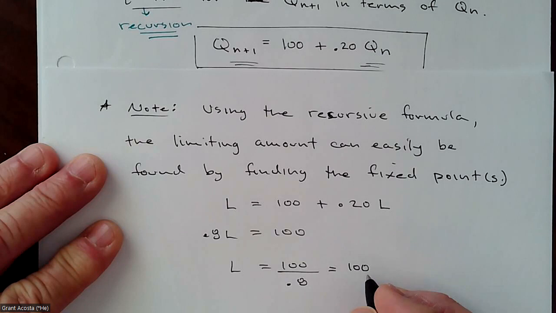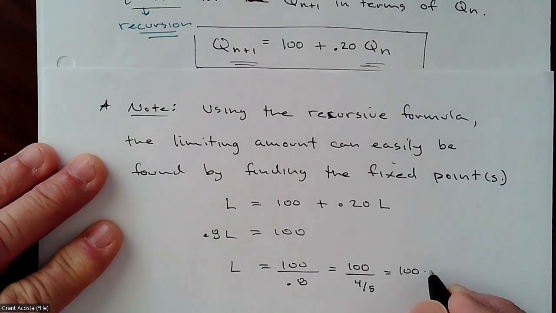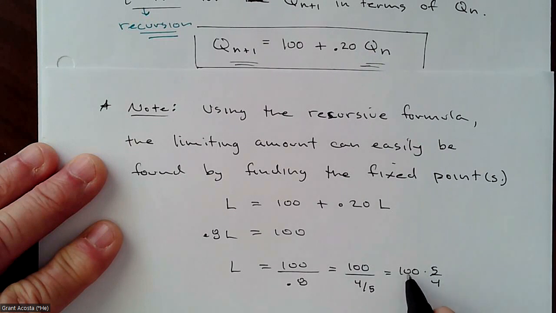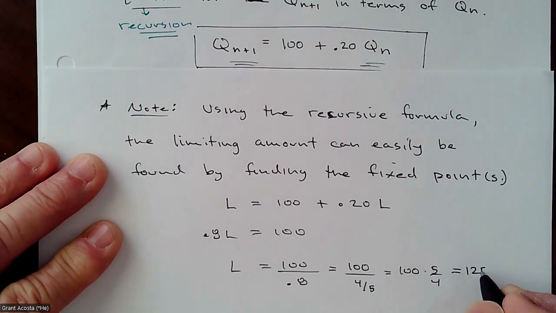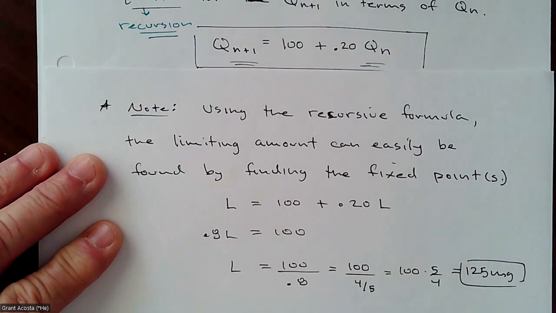Doing some mental math, 0.8 is 4/5. And if I was dividing by 4/5, that would be the same as multiplying by 5/4. 4 goes into 100 25 times. 25 times 5 is 125 milligrams. And if you recall from what we said in class, when you find fixed points, this is only a candidate for what the convergence is, what the limit is. And if you recall, what we did is we had to have some numerical data to back that up, that this sequence really will converge to this amount.